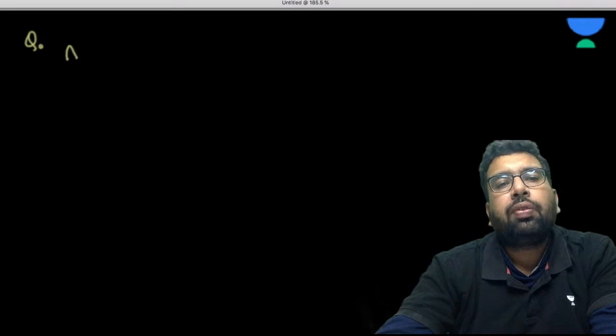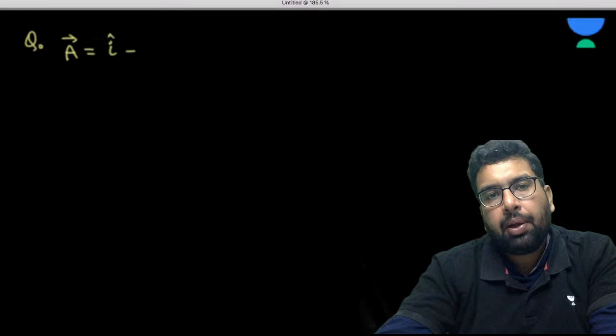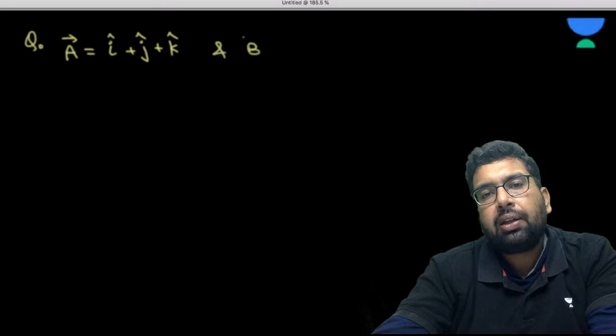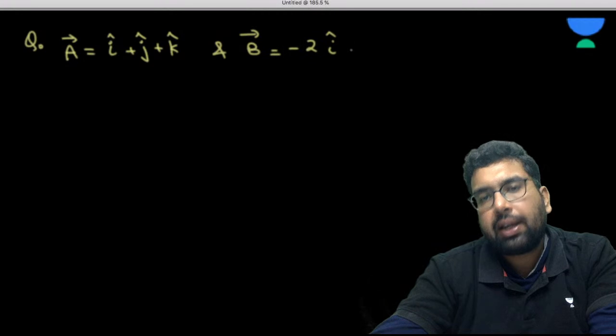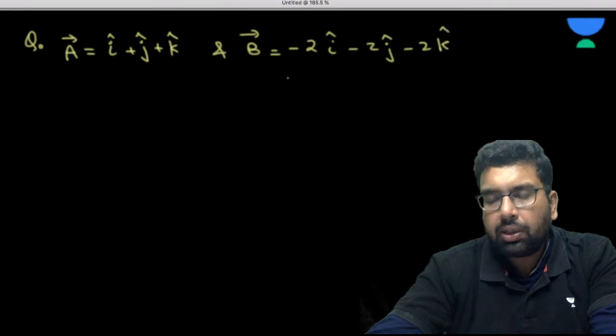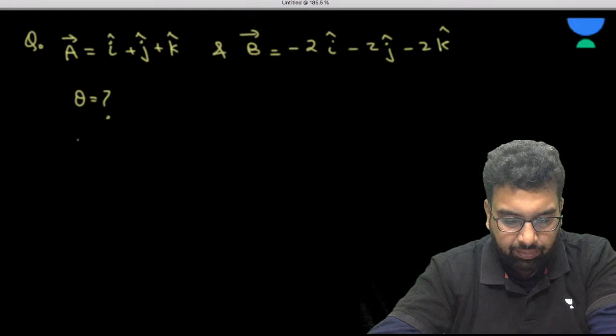Now see, what kind of questions can be asked? Say it says that A vector is I cap plus j cap plus k cap and B vector is minus 2 I cap minus 2 j cap minus 2 k cap. Now if I ask you what is the angle between these two vectors, how are you going to answer it?